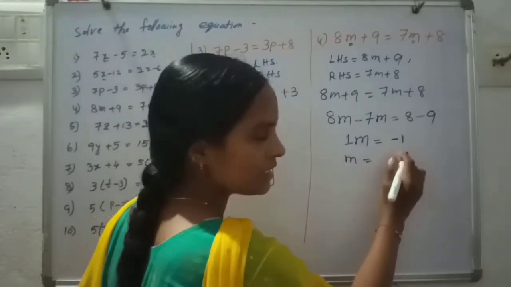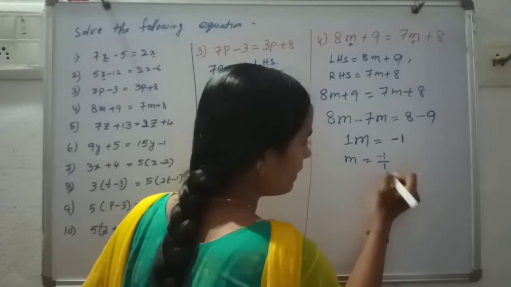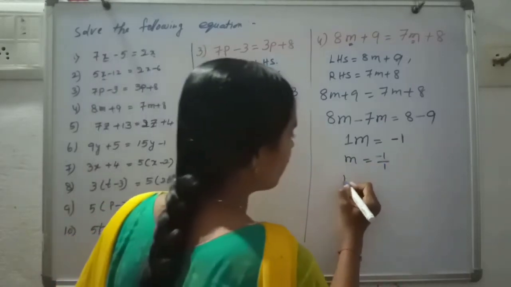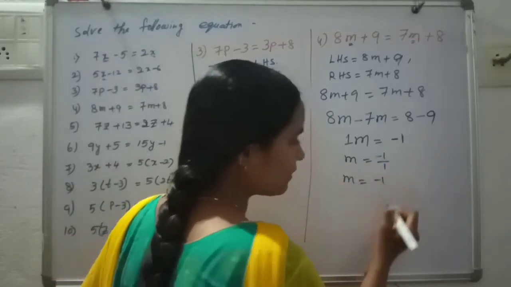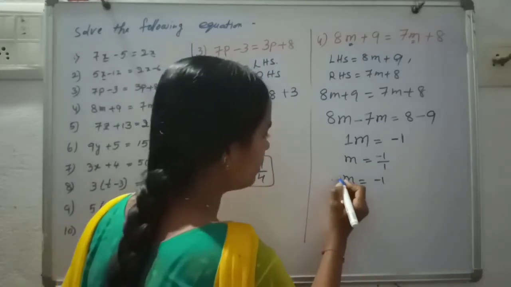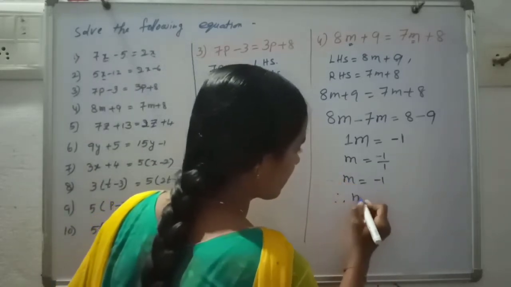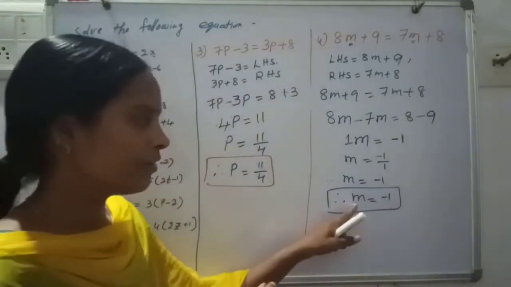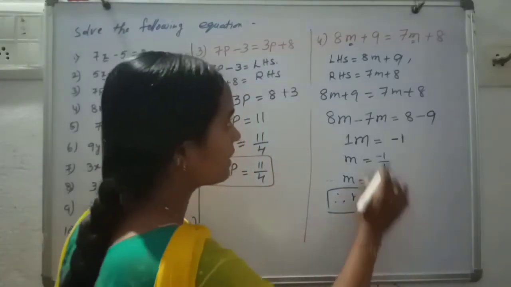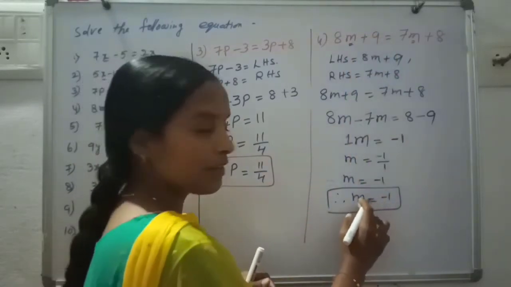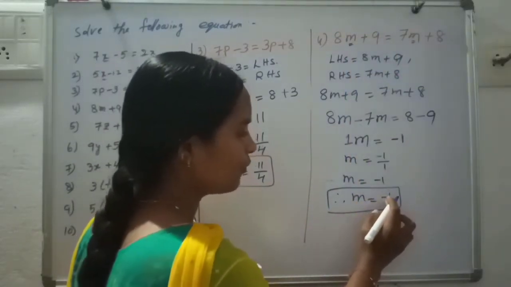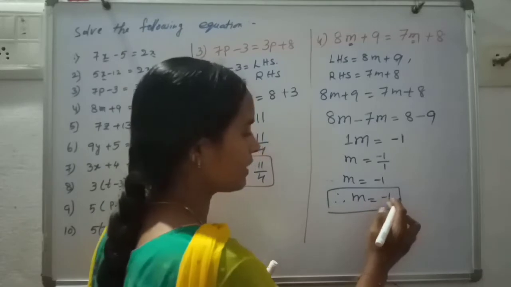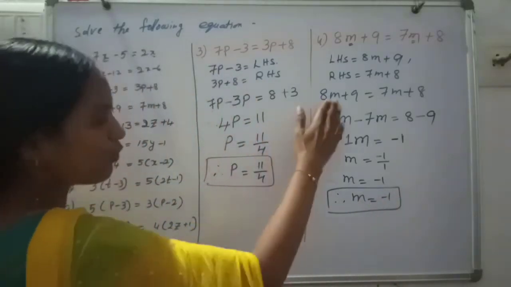Then goes to this place. Minus 1 divided by 1. Next, m equal to minus 1. Therefore m equal to minus 1. It is the value of m equal to minus 1. It is the simple equation. Variable m is equal to, what value is coming here? Minus 1 coming. Okay. After that the fourth one is completed.